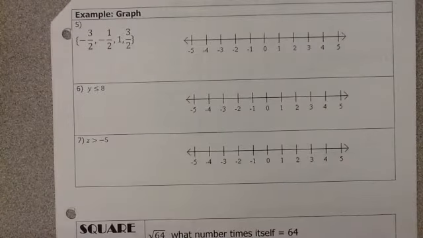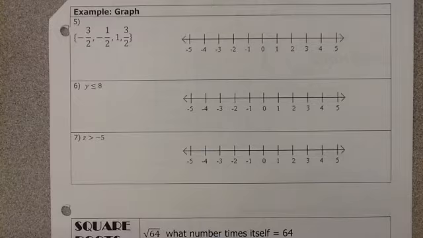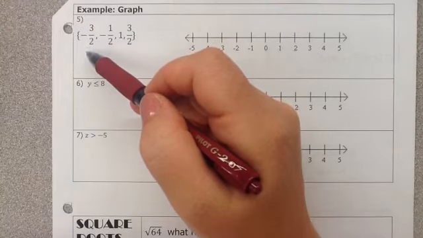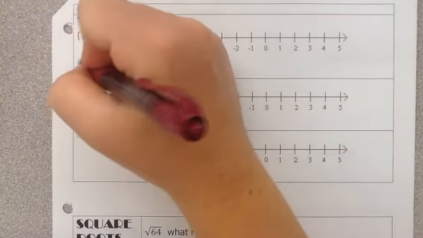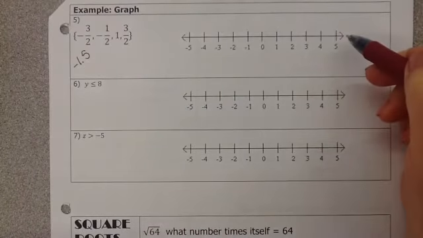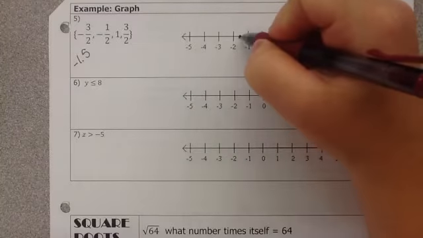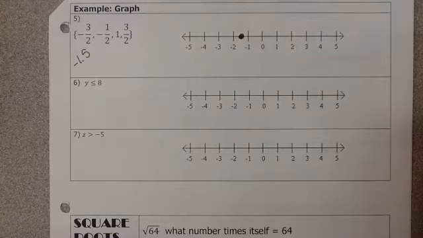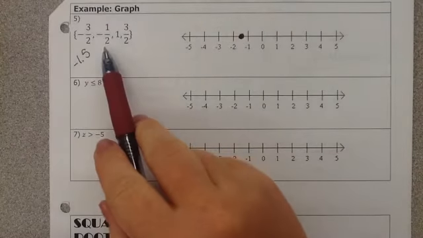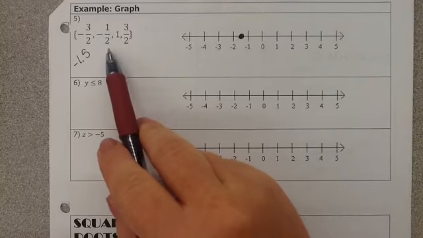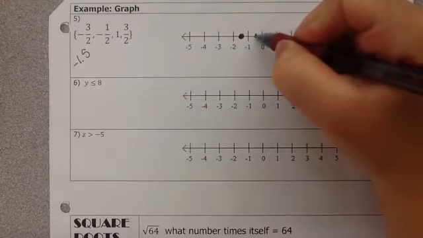Let's take a look at our next ones. Now we're going to be graphing some real numbers on the number line. Okay? So negative 3 halves. What is negative 3 halves the same as? Negative 1.5. On a number line, where is negative 1.5 located? Between negative 1 and negative 2. The next one for us to do is negative 1/2. Where is negative 1/2 located on a number line? Between 0 and negative 1.